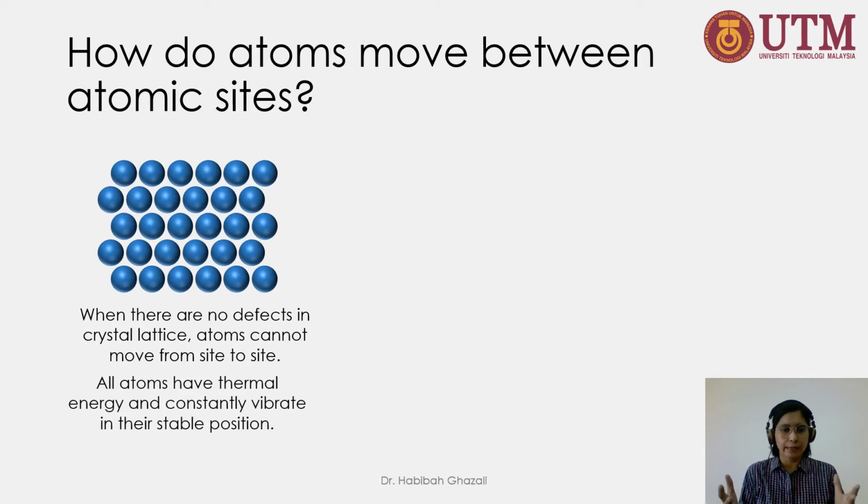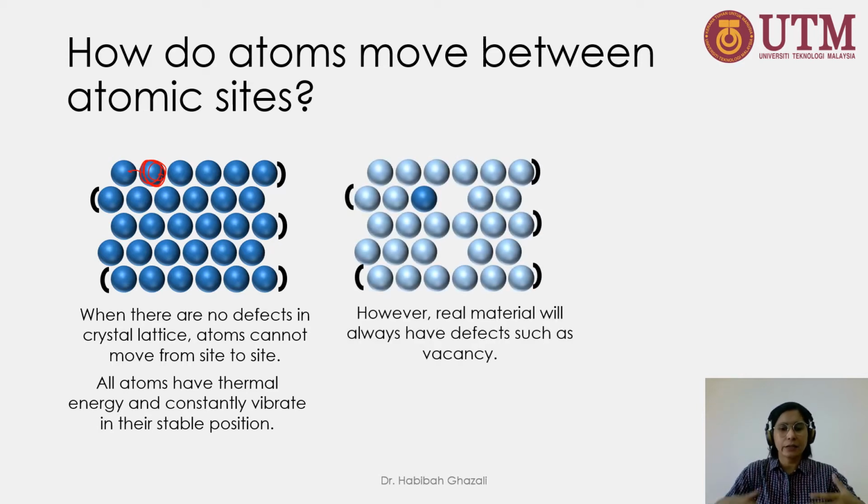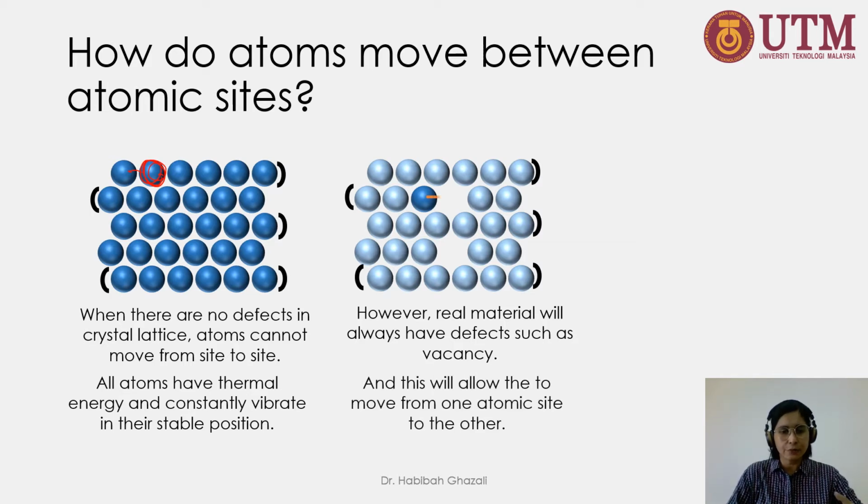However, we also know that all atoms have their own thermal energy and they constantly vibrate in their stable positions. All of these atoms are vibrating, but they cannot move and change position from, let's say, this side to the other side because there's no space for them to move. But we also learned that in real materials, there are always going to be defects such as vacancies. When there's a vacancy, this will allow the atoms to move from one atomic site to another.